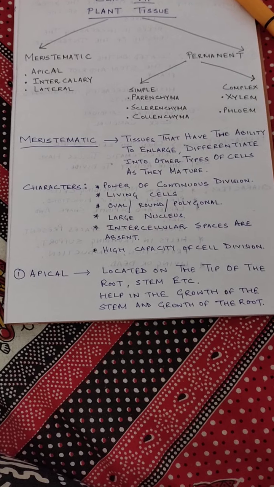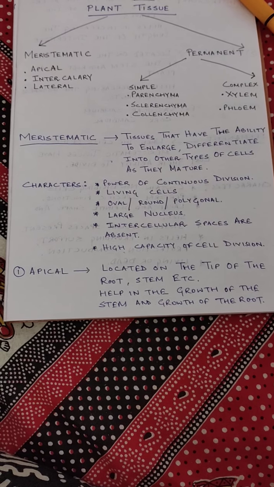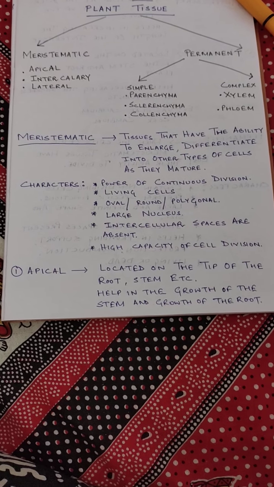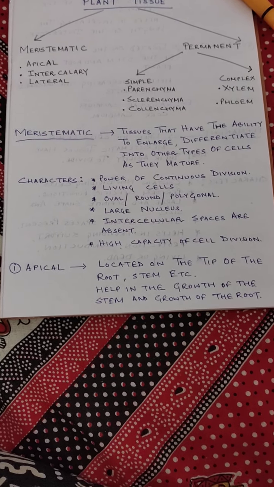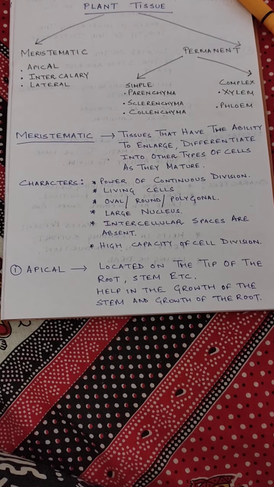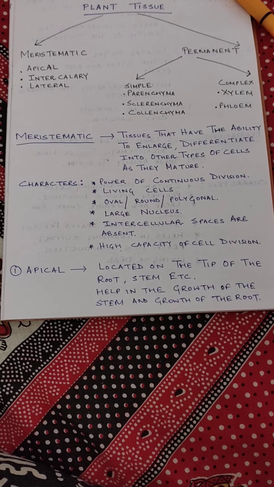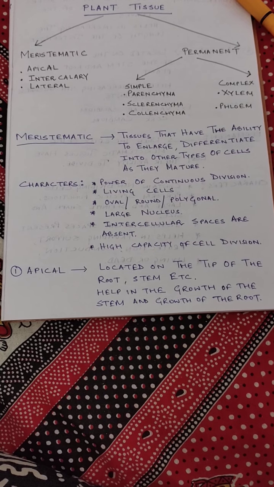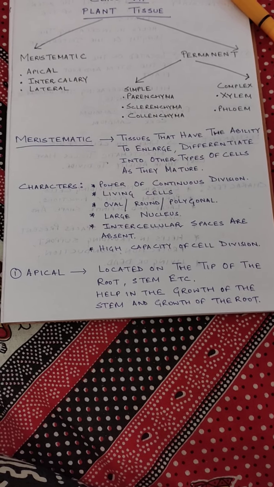Now I have given some of the points under characters of meristematic tissue which will help you out. And I have written it very shortly so that you can learn, you can remember. First character you see, power of continuous division. They are living cells. Their shapes can be of various types like oval, round, polygonal. They have a large nucleus. Their intercellular spaces are absent. And they have a high capacity of cell division. This is the very important point of meristematic tissues.